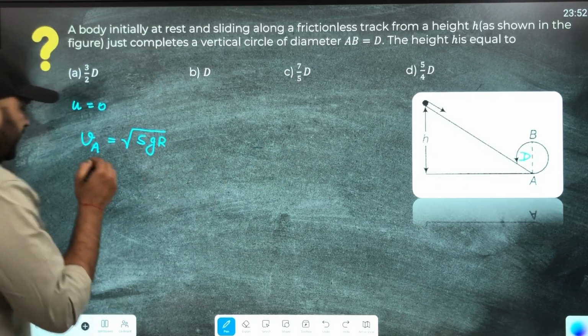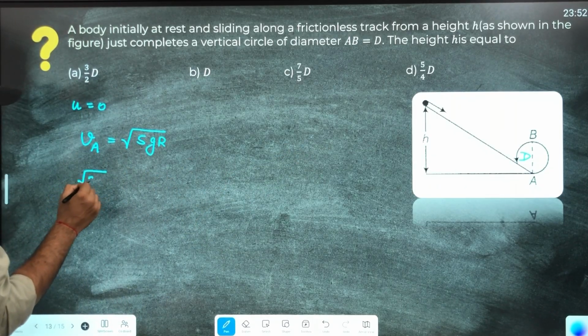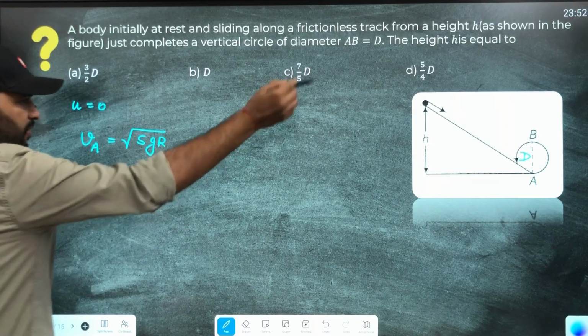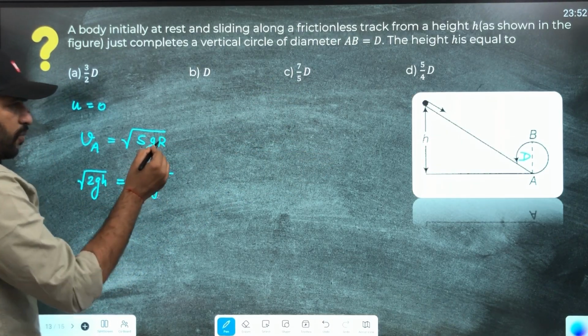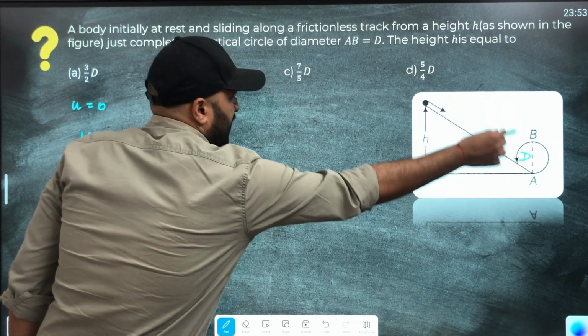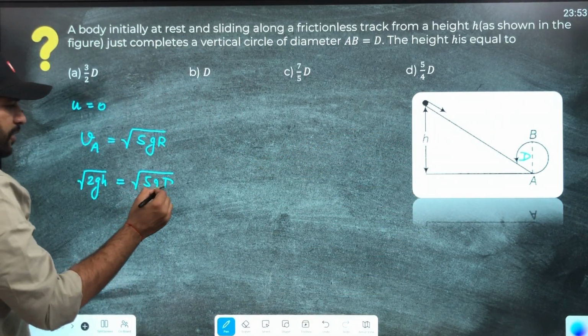So this velocity at A must be equal to how much? It must be equal to root 2gh, because it is falling under the influence of gravity. So that must be equal to root 5gr, correct? And what about the radius? If the diameter AB is d, then the radius will be d by 2.